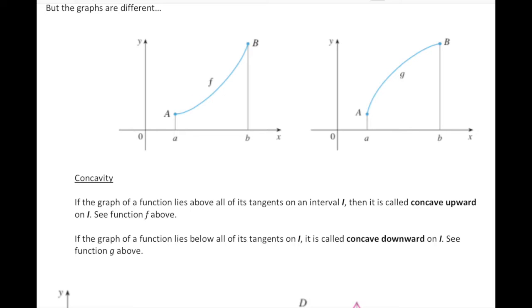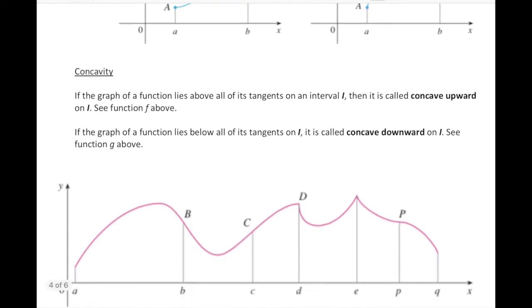Now the way I see this is F being cupped up, bowled up, whereas G is cupped down. And you might remember words from physics or past experiences like concave or convex. We're just going to be concave. Concave up, our graph is curved up. Concave down, our graph is curved down. Thinking about the progression of the tangent lines, that's where our second derivative comes in. We'll first look at another example.